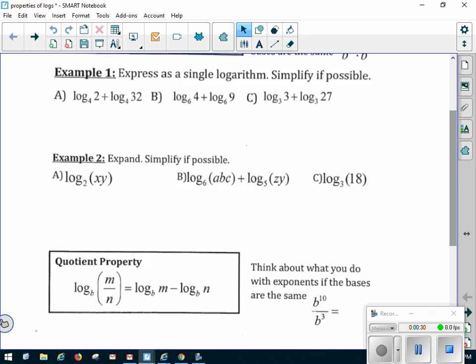Here's what I want you to do. I want you to get on your calculator, blank screen. I want you to go to math, far left. Start arrowing down. Now, option A. Click on option A.